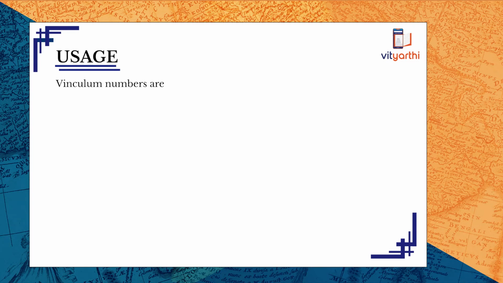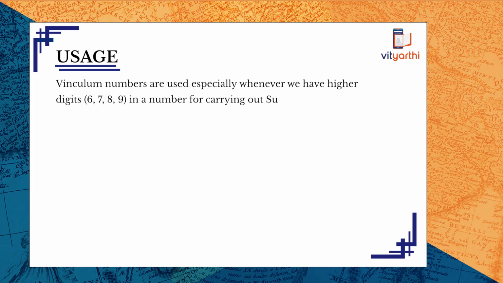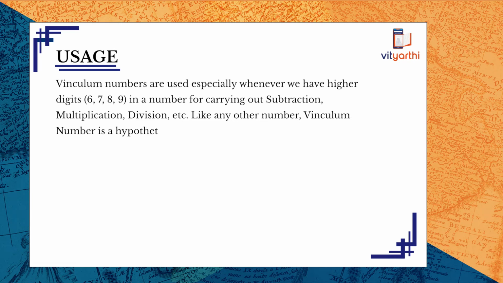Where can we use this vinculum process? Vinculum numbers are used especially whenever we have higher digits like 6, 7, 8, 9 in a number, for carrying out subtraction, multiplication, division, etc. Like any other number, a vinculum number is a hypothetical number used in Vedic mathematics to make calculation faster.